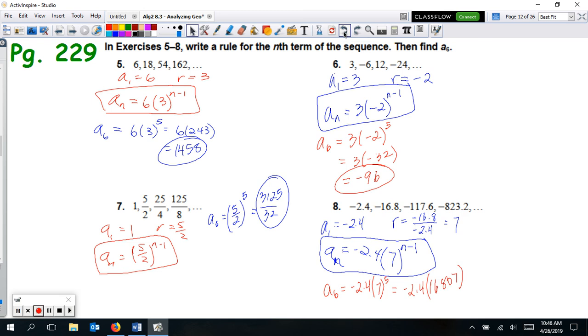So 7 to the 5th power is 16,807, and then multiply that times negative 2.4, and that gives you our sixth term, which will be a negative. It should be negative because they're all going to be negative. So you got negative 40,336.8. So we also could have done it this way, taken this number, multiplied it by 7, and then what we got there, multiply it by 7 one more time to get this number.